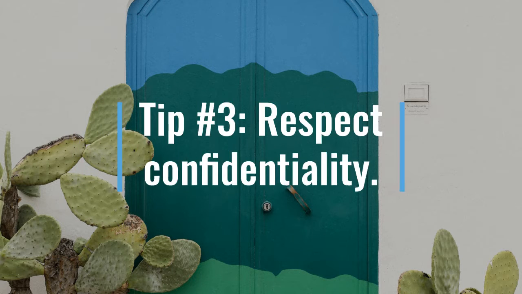Tip number 3 is to respect confidentiality. If a person has told you that they identify as LGBTQ+, there's a level of trust and confidence that they are operating with. Sharing this information with others is a breach of that trust unless that person has told you that information is okay to share. Breaching that trust can lead to dangerous situations for people.